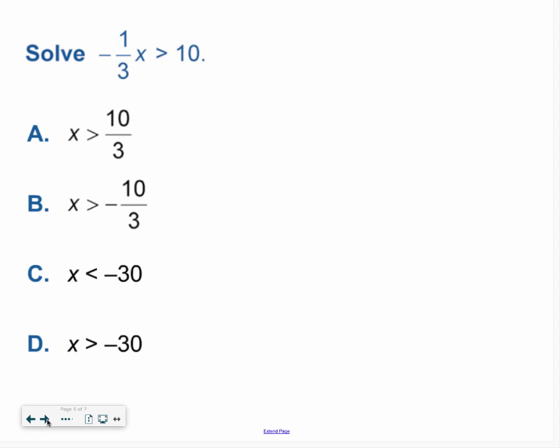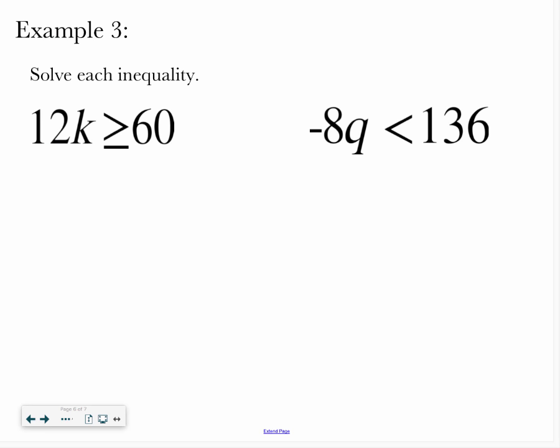Okay, so go ahead and try this one on your own to see how you do. Hopefully you ended up with x is less than a negative 30. If you have any questions, please be sure to ask for some help. Let's look at our last examples. We want to solve each inequality.